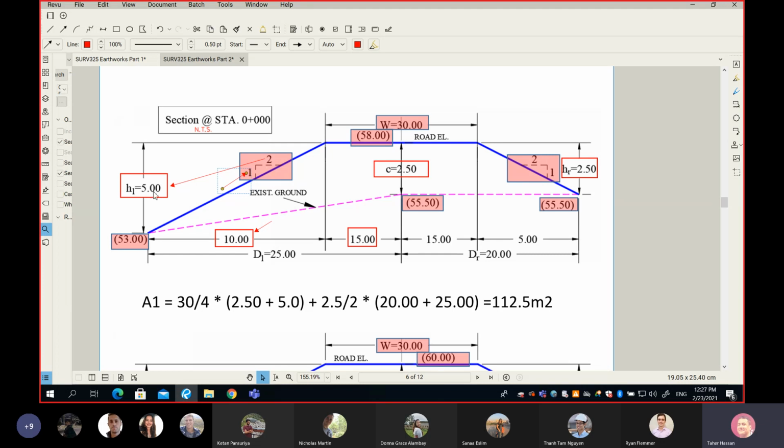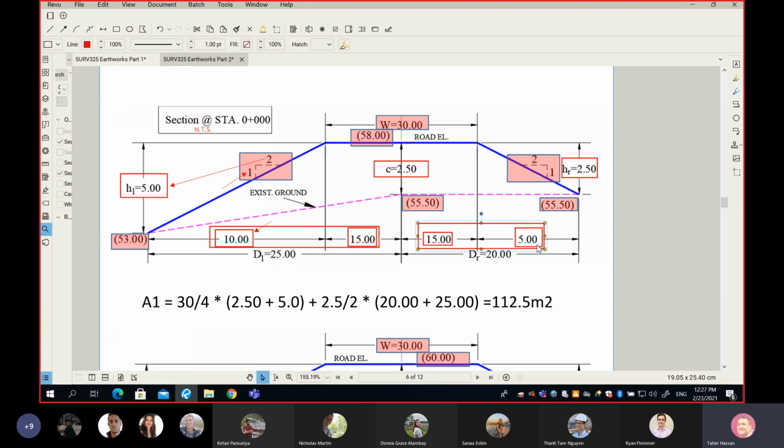You can see 2 times 5, it's 10. On the other side, 2.5 times 2, it's 5. And then the last is very easy, huh? Because what we have to do is we add the 10 plus the 15. So this will give you 25. And then on the other side, we add the 15 plus the 5. So this will give you your DR equal to 20.